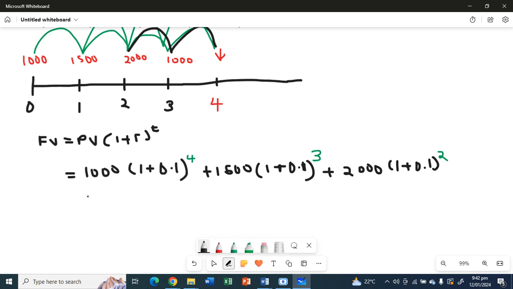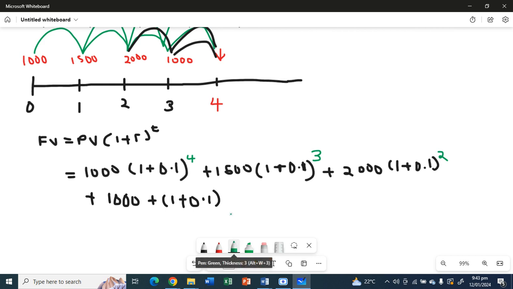Plus 1,000. It's 1,000 in year 3, so it's 1 year from year 4, so 1,000 times (1 plus 0.1) to the power 1. So we're going to add all these future values.